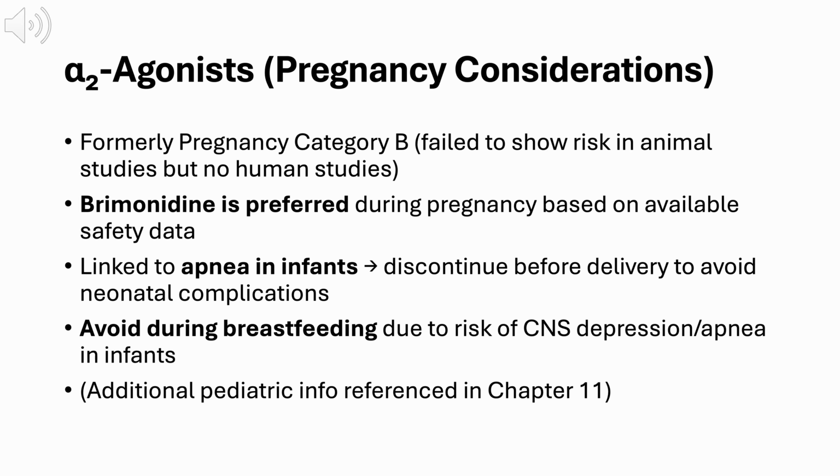Let's go over the pregnancy considerations for alpha-2 agonists. These medications were previously categorized as pregnancy category B, meaning they showed no harm in animal studies but lack strong human data. Brimonidine is generally the preferred option during pregnancy based on the safety information we do have. However, it has been associated with apnea in infants, so it should be stopped before delivery to avoid neonatal complications. It should also be avoided during breastfeeding because of the risk of central nervous system depression and potential apnea in infants. Additional pediatric considerations are discussed in the dedicated pediatric chapter.